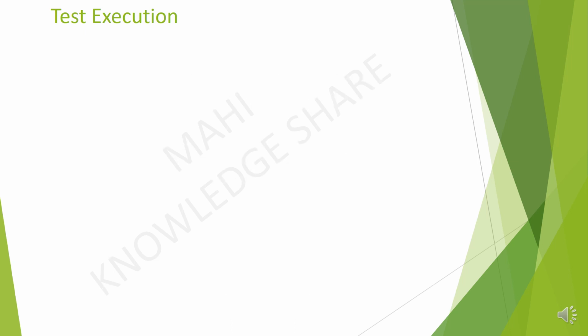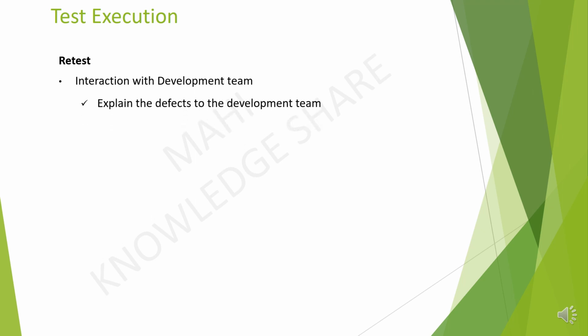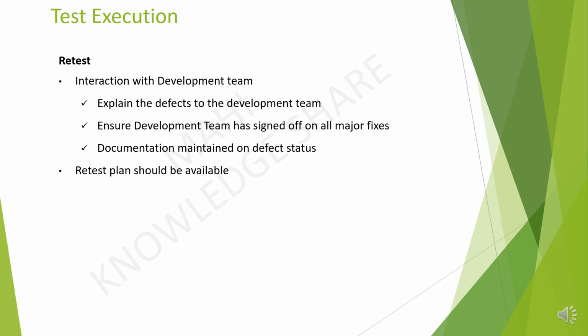Activities performed during retesting. Testing team will interact with the development team in various activities like explaining the defect to the development team, then ensure that the development team has signed off on all major fixes, then ensure that the development team maintains the defect status documentation in the respective defect management tool, then ensure availability of retest plan for each phase of the retesting, then plan for ad hoc testing, and then collect metrics after completion of retesting activity and document the same in the defect management tool.